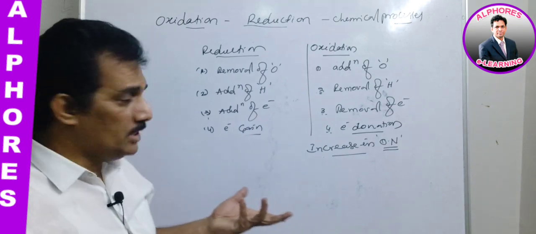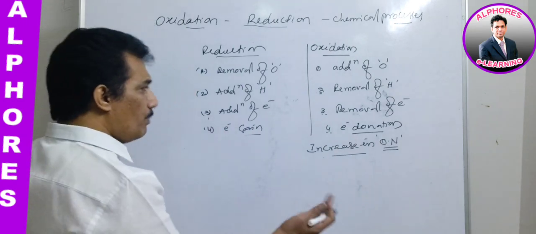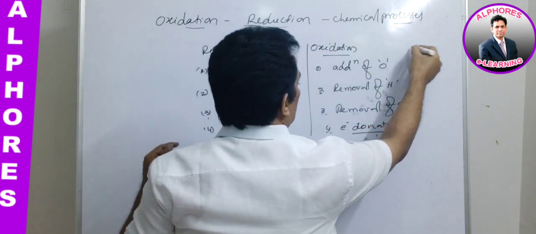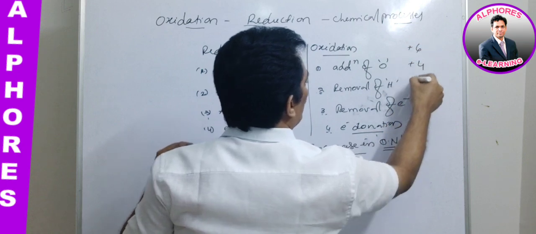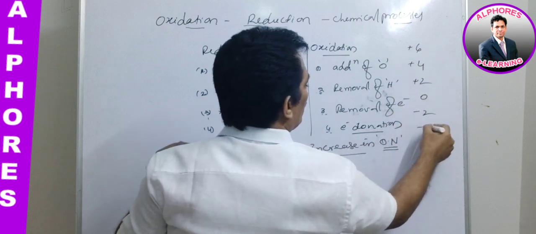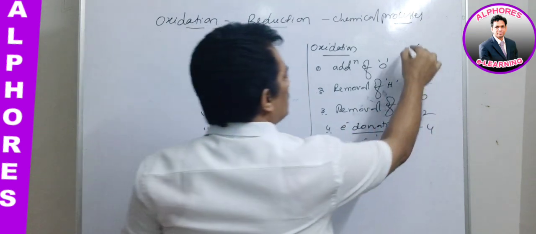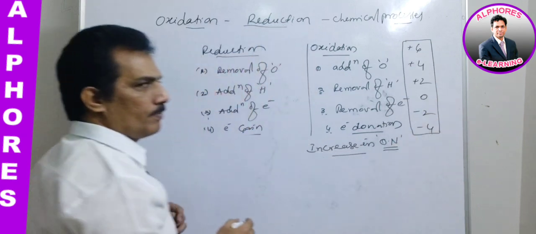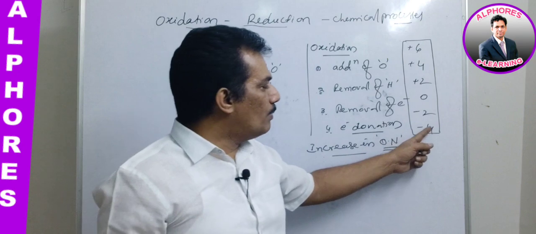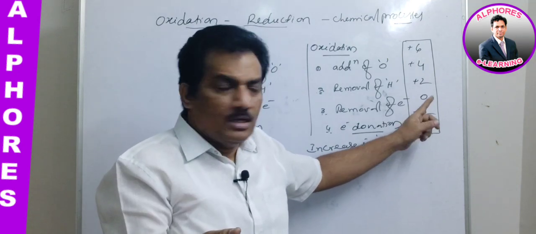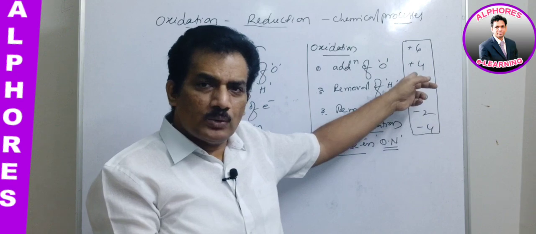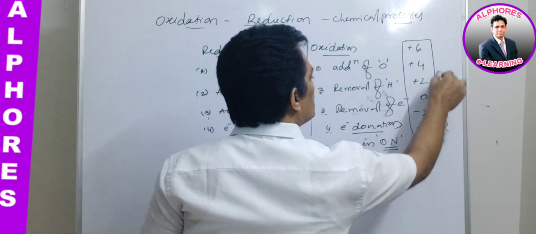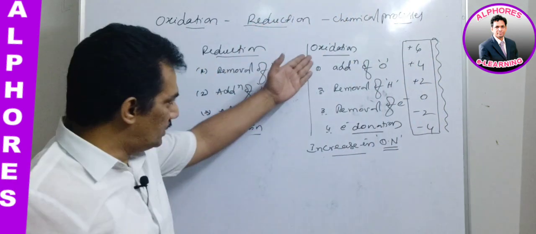This oxidation number increase means, as we already know, oxidation number may be negative. Let me explain here. It may be +6, +4, +2, 0, -2, -4, like that. Is it not? That is the oxidation number. There may be some other values too. But when it goes from -4 to -2, that is an increase in oxidation number. -2 to 0, an increase. 0 to +2, an increase. Or -4 to +2, an increase. So simply we can say that an increase in oxidation number is oxidation.